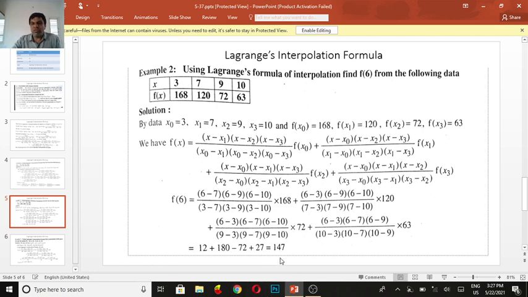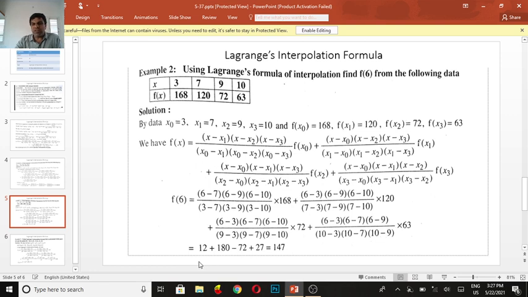Substituting all the values, we get 6 minus 7, 6 minus 9, 6 minus 10 divided by 3 minus 7, 3 minus 9, 3 minus 10 into 168, plus 6 minus 3, 6 minus 9, 6 minus 10 divided by 7 minus 3, 7 minus 9, 7 minus 10 into 120, plus 6 minus 3, 6 minus 7, 6 minus 10 divided by 9 minus 3, 9 minus 7, 9 minus 10 into 72, plus 6 minus 3, 6 minus 7, 6 minus 9 divided by 10 minus 3, 10 minus 7, 10 minus 9 into 63.